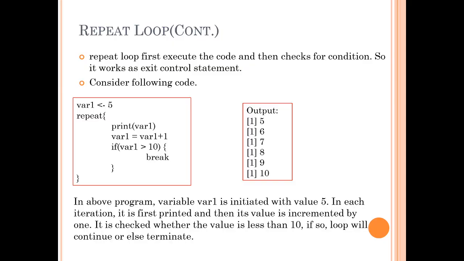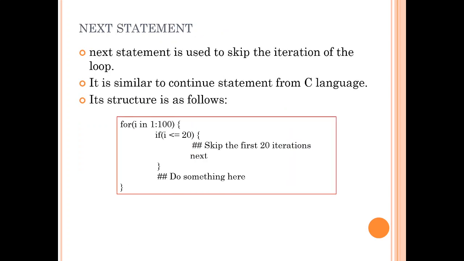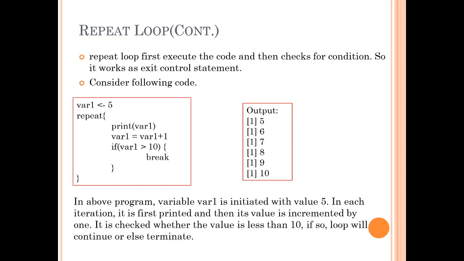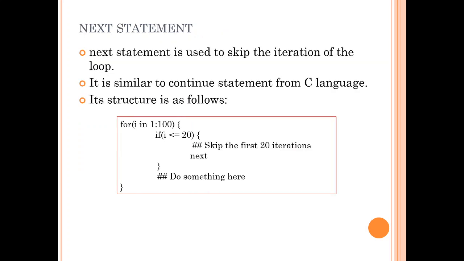So repeat loop is mostly used when you want to execute a condition at least once, even if the condition comes out to be false. So these were the 3 loop statements: for loop, while loop and repeat loop. Next is next statement. Now the next statement is used to skip the iteration of the loop.